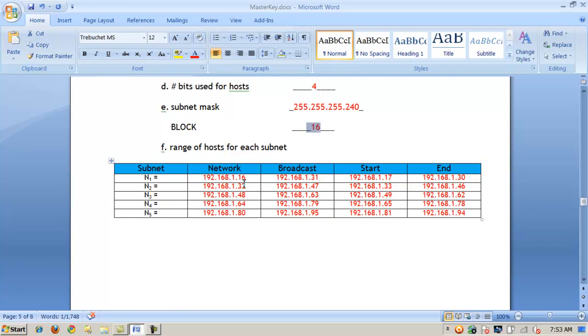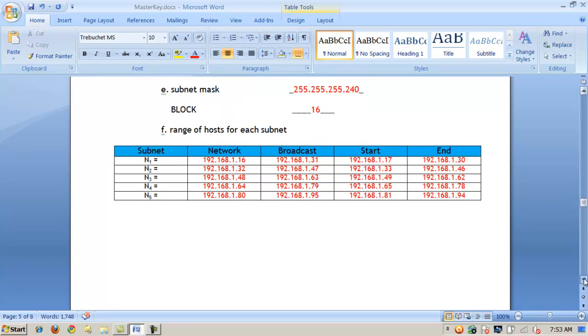And once I figure that out, notice these are all the same. Multiples of 16 are my network address. From the preceding network or the next network, if I subtract 1, that gives me the broadcast of the previous network. And I can figure out the range in between.